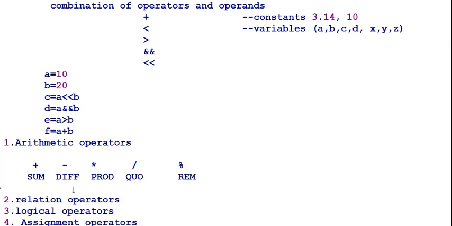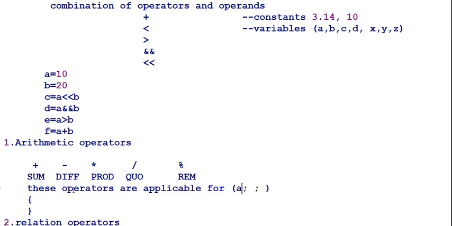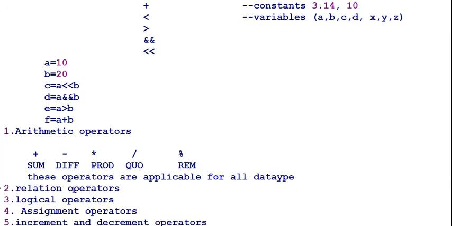Now these operators are applicable for all data types. In Java, some data types are not applicable for some types of operators, but we will see how these work with all data types. They can work for float, for integer, and for the double data type.